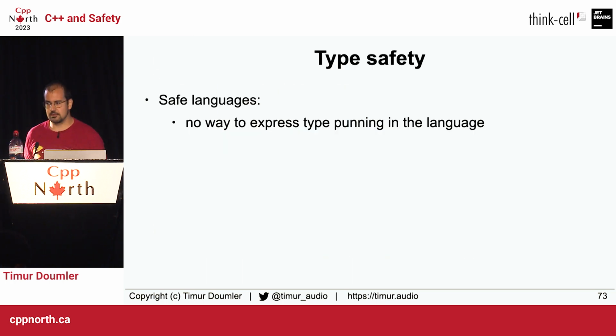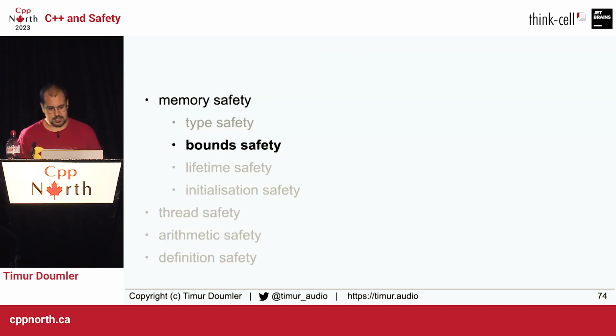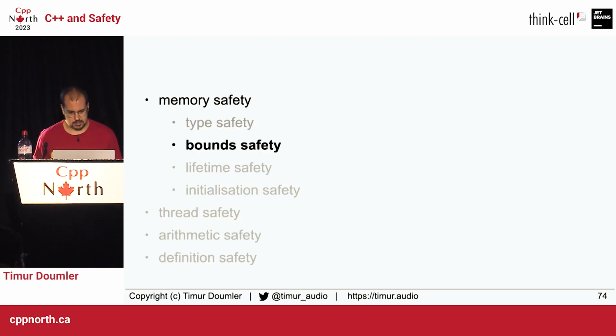So what do safe languages do? They just don't let you do that, right? They just don't let you express type punning. It would be ill-formed to write anything like that in a language like Rust. In C++, we could do that, but then we would break a lot of existing code that runs in production, like Quake 3, for example. So that's the trade-off here, with backwards compatibility, among others.